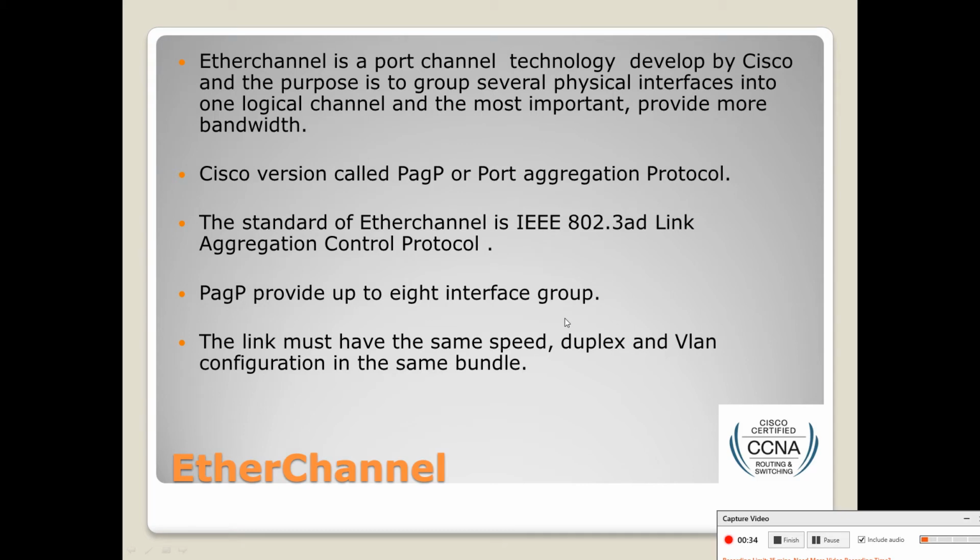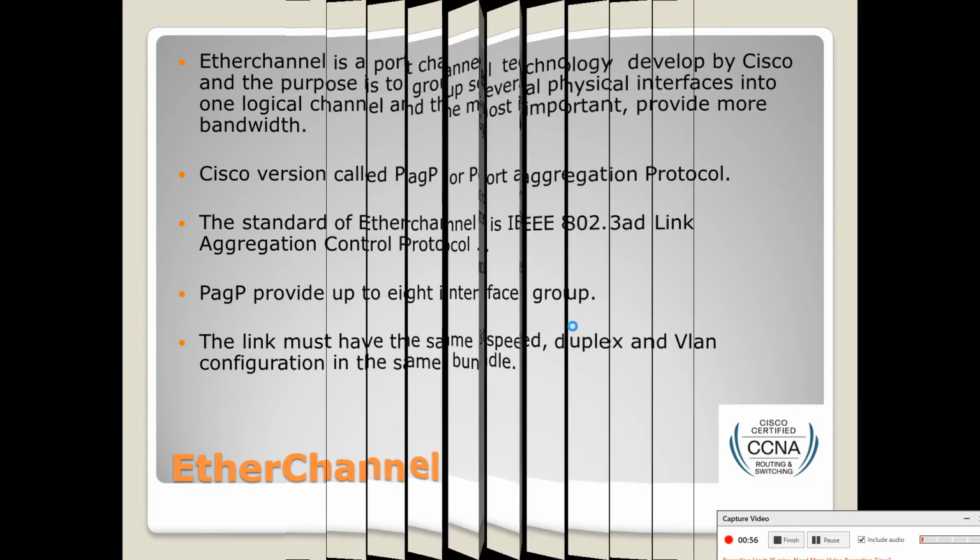The Port Aggregation Protocol provides up to 8 interface groups. The links must have the same speed, duplex, and VLAN configuration in the same bundle. So we cannot have one switch with VLAN 10 and 20 and another switch with VLAN 30 and 40 and try to make the bundle, because it isn't going to work.